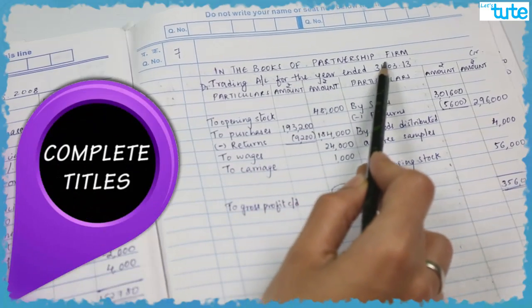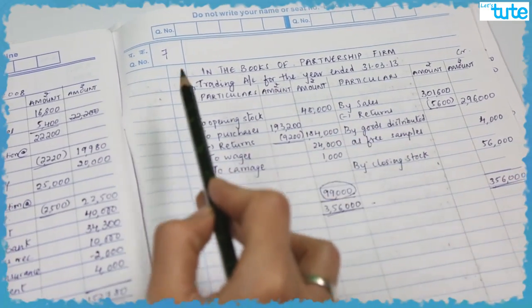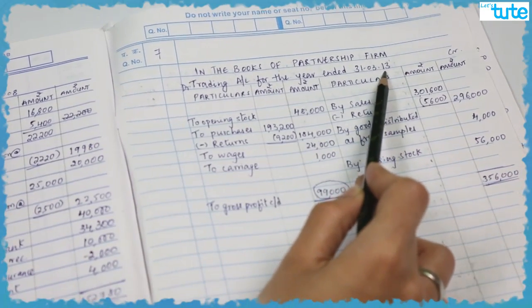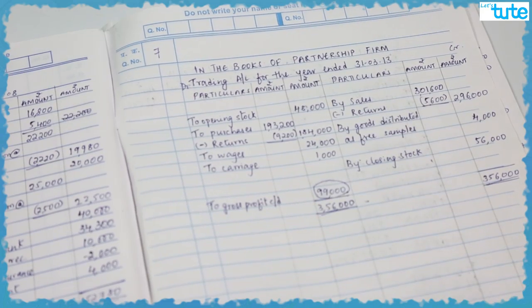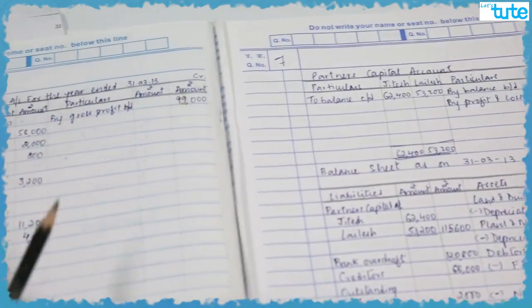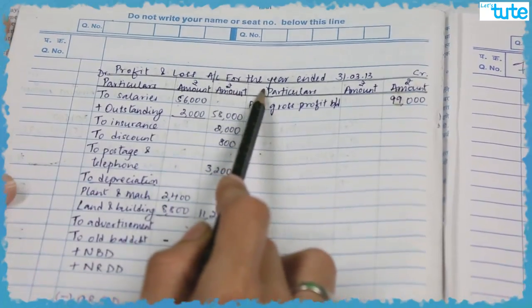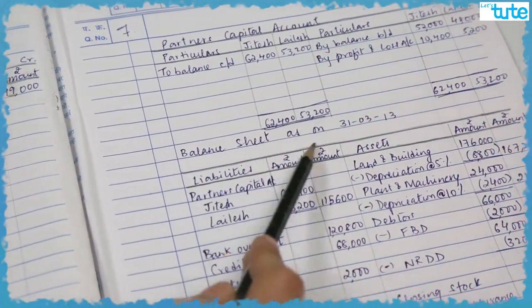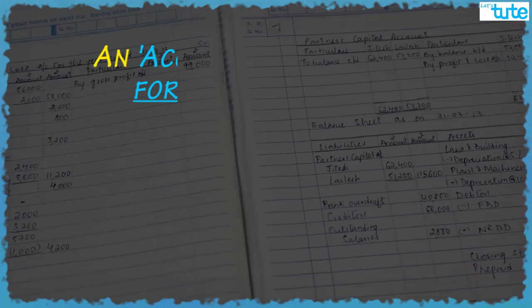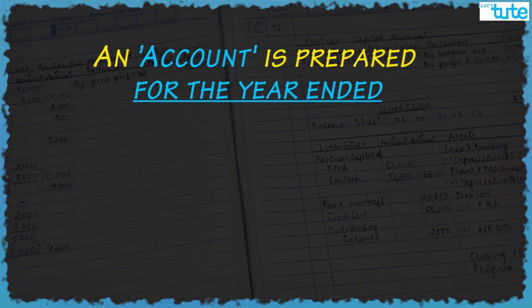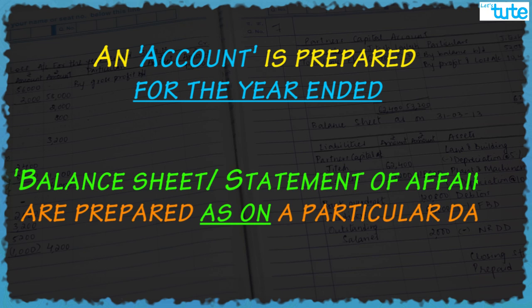Complete the titles for all the statements or accounts prepared. Mention the date or the duration for which it is prepared. For example, in the books of Raj, profit and loss account for the year ended, balance sheet as on a particular date. Remember, an account is prepared for the year ended, but a statement is prepared as on a particular date.